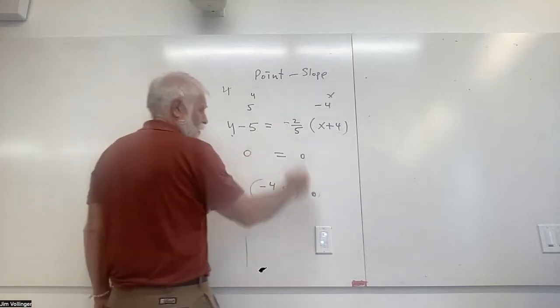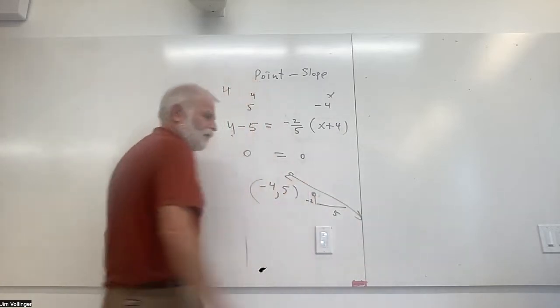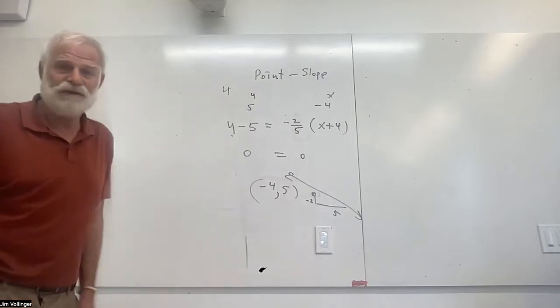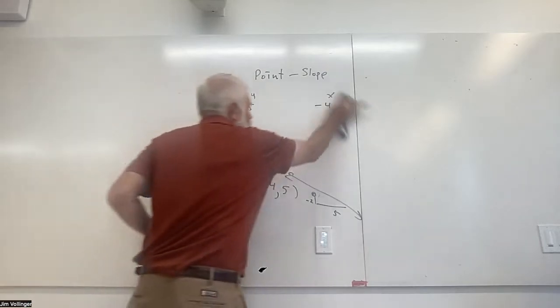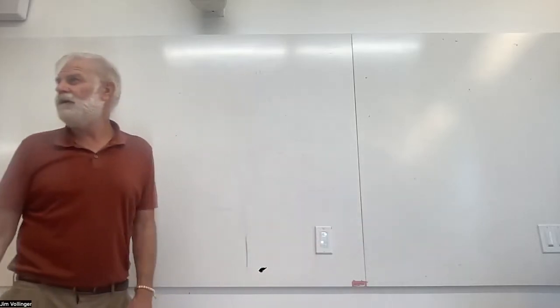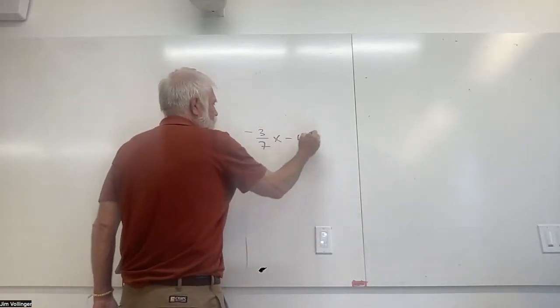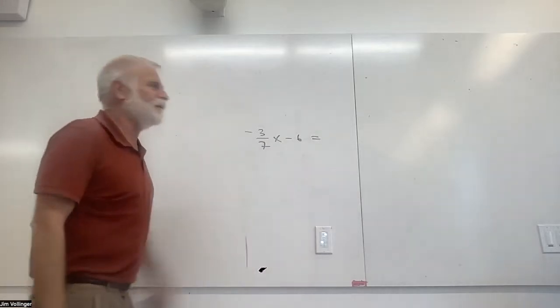What are you doing? You're going down 2 over 5. Boom, get yourself a nice piece of graph paper. Point slope form. All right, could do a little better job here, but I am in a hurry. All right, so -3/7 x minus 6 equals, oh, why don't we graph this right now?